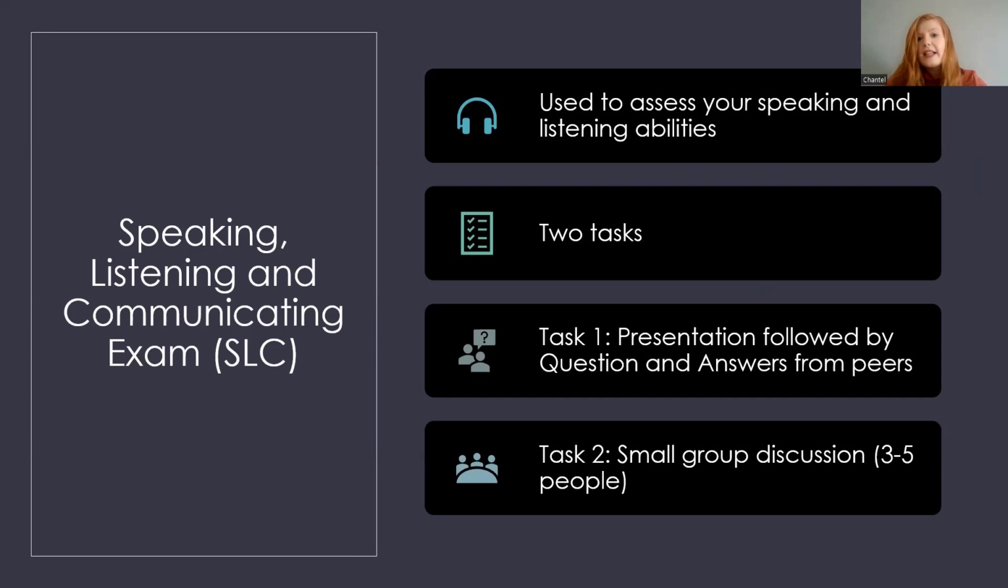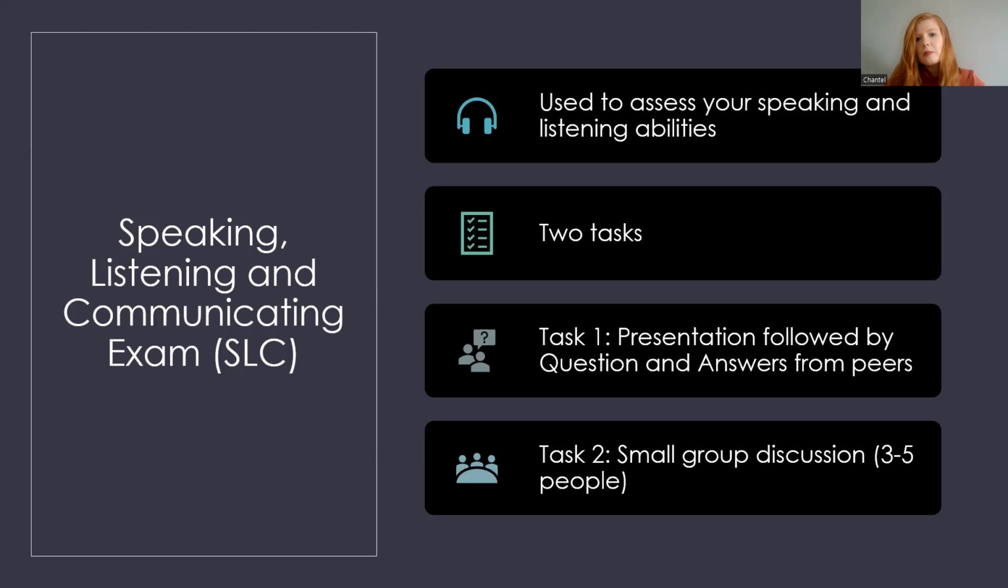The first task is an individual presentation, followed by a question and answer session from your peers. The second task is a small group discussion with 3 to 5 people in your group discussion. The discussion will be prepared during the week of your course, so you don't need to worry about that at the moment. The individual presentation will need to be prepared beforehand if you have any time to do so, and we really recommend that you do, because it will get it out of the way and it will be one less thing to worry about during the course.